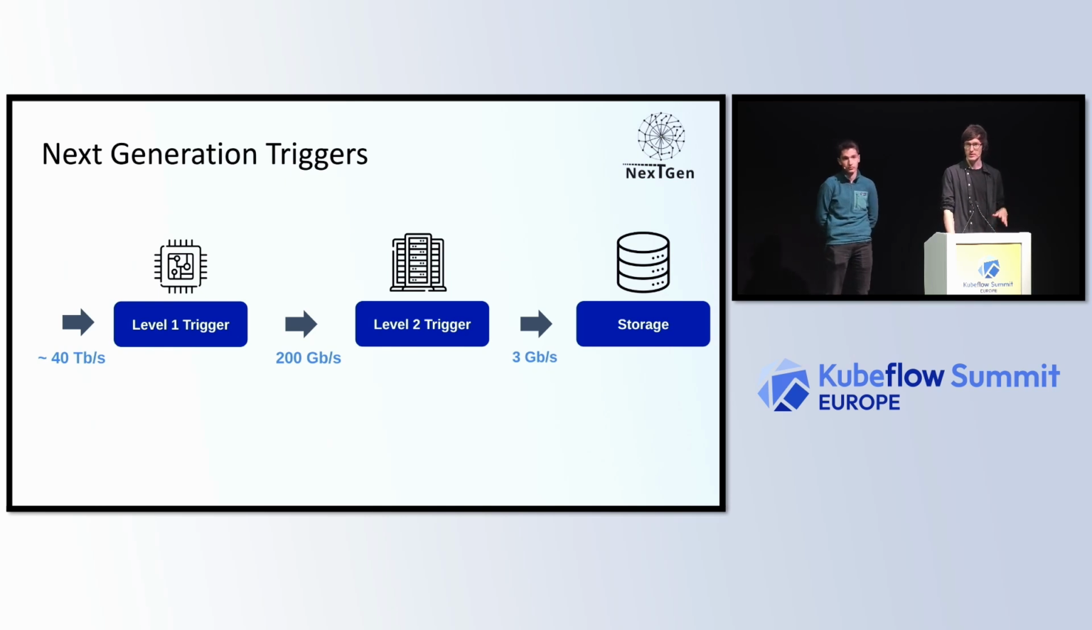Now, recently, we started a research and development project, called the Next Generation Triggers, where we want to employ machine learning-based methods to improve the whole chain. So the goal will be to use machine learning models in the first step, in the level 1 trigger, but also in the second step, in the second level.